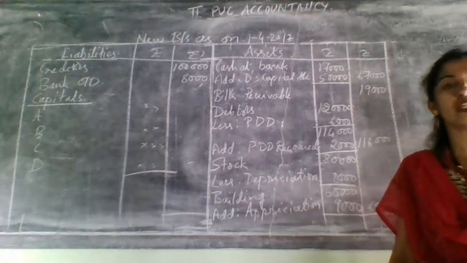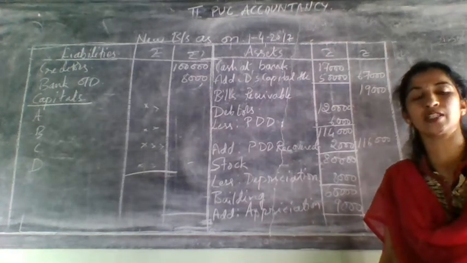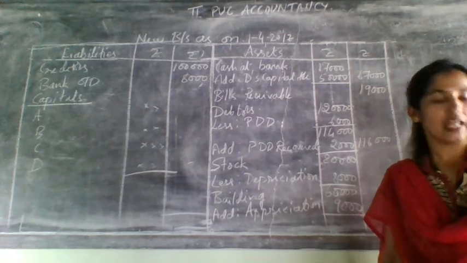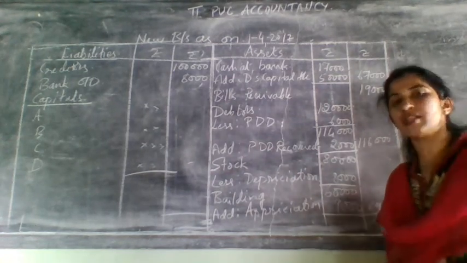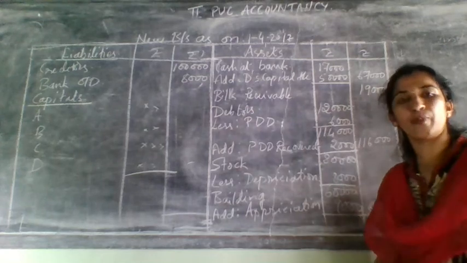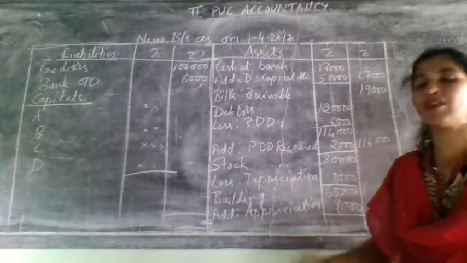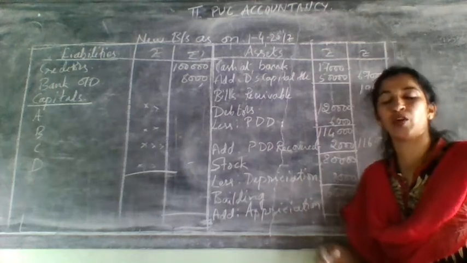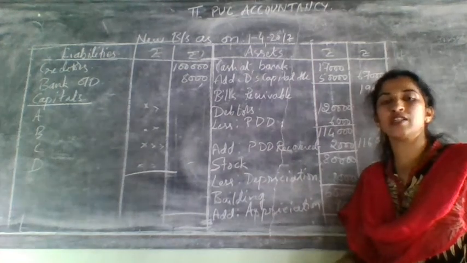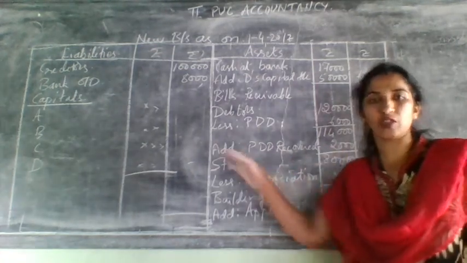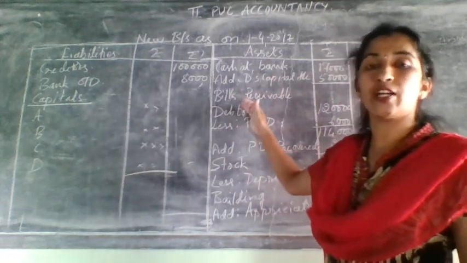This adjustment is related to creditors. Hence, likely to be written off means 2,000 they told you not to pay for him. That's why it will be considered as income for us. That's why in the revaluation account it will come on the credit side of the revaluation account.